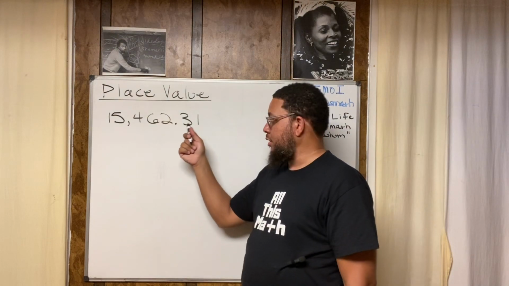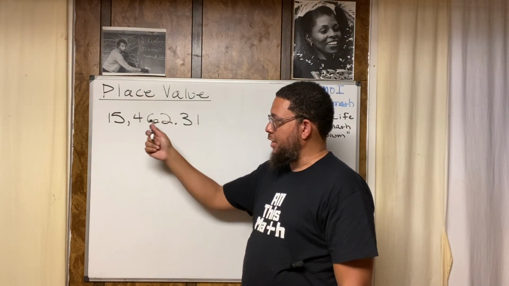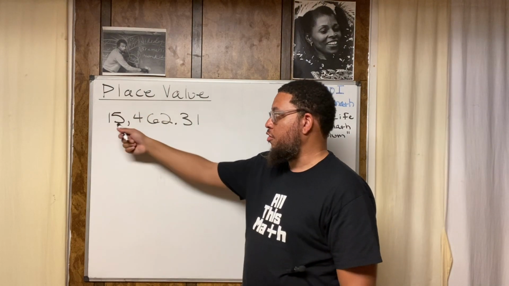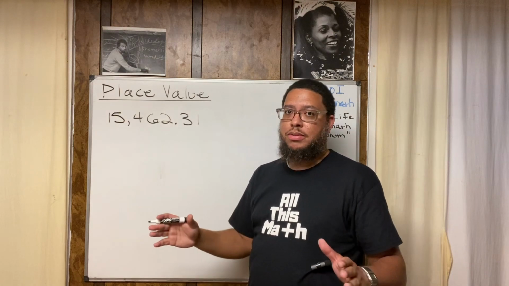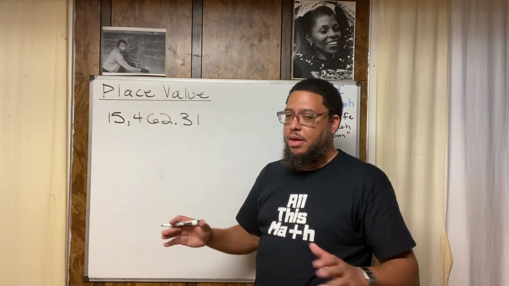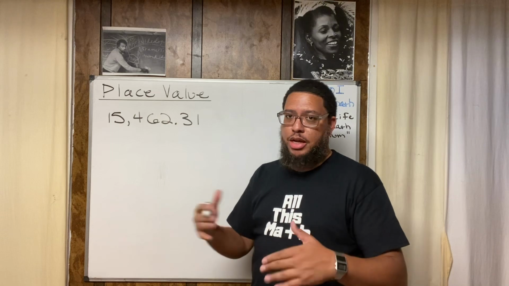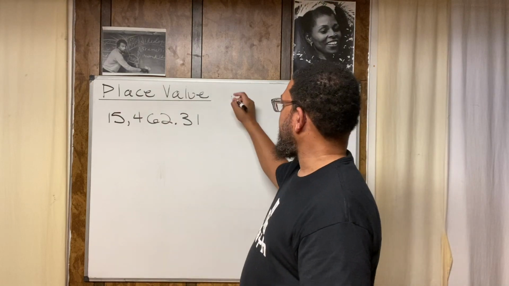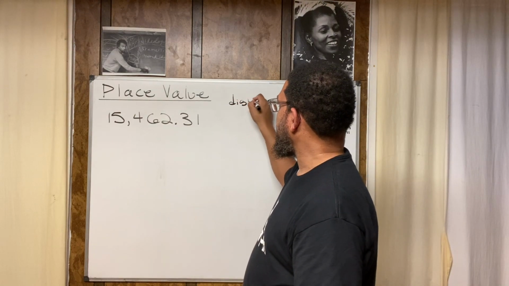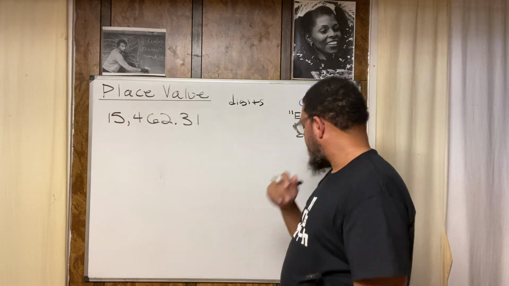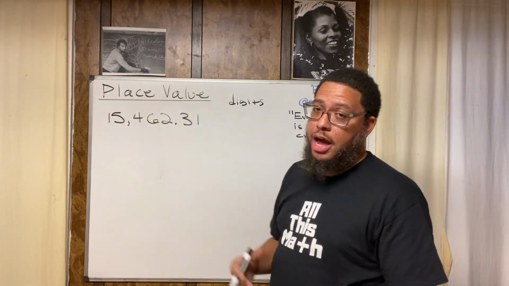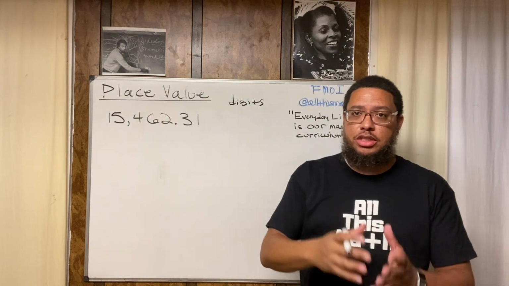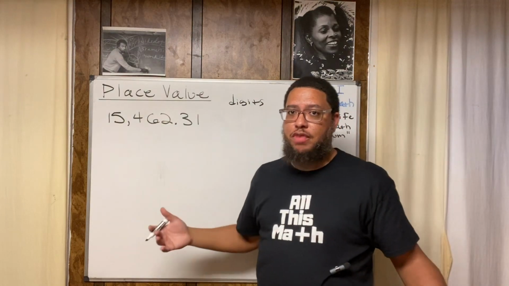This 1 has a place, this 3 has a place, this 2 has a place, this 6 has a place, the 4, the 5, and the 1, they all got their places. Everybody got the place where they belong. Each of these numbers is called a digit, D-I-G-I-T-S. Now, I'm going to go over the names for each of the places. We call them place values.